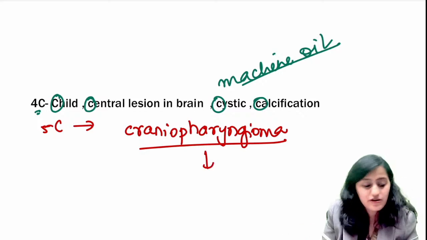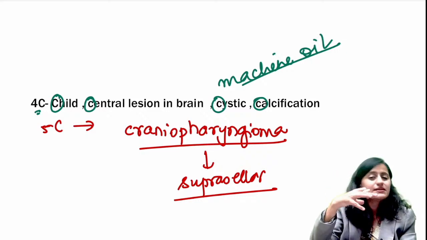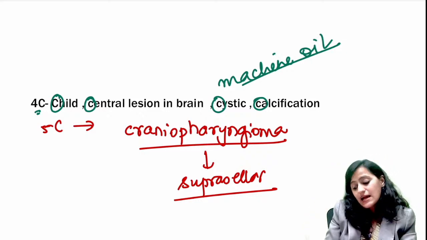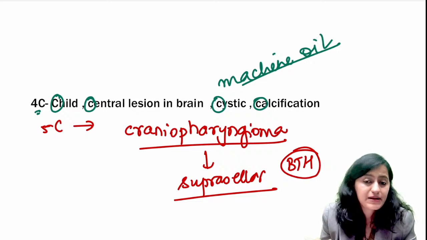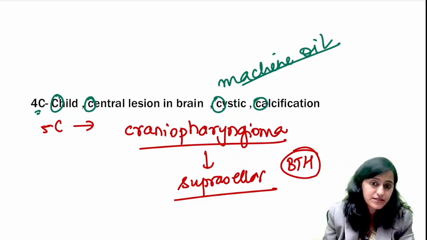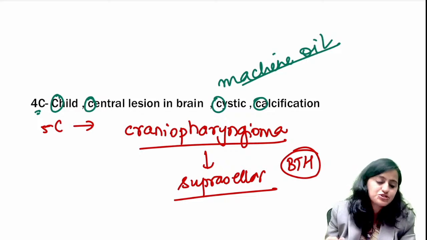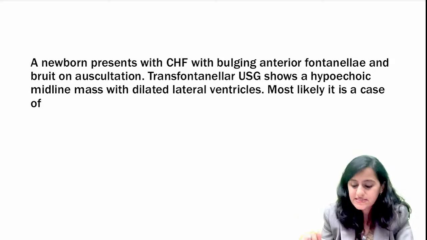What is the location of this craniopharyngioma? It's a suprasellar location, right? Suprasellar, related to pituitary, sellar, and that is why it can cause bitemporal hemianopia, right? The visual field defect it can cause is bitemporal hemianopia, very, very important. Okay, craniopharyngioma, correct. Next one, what do you think is the diagnosis here?